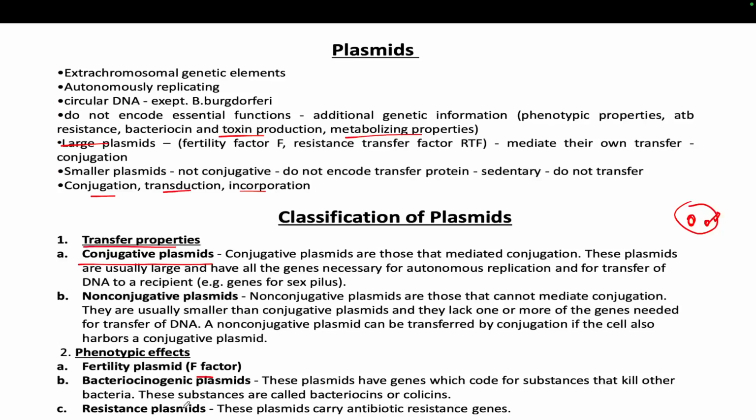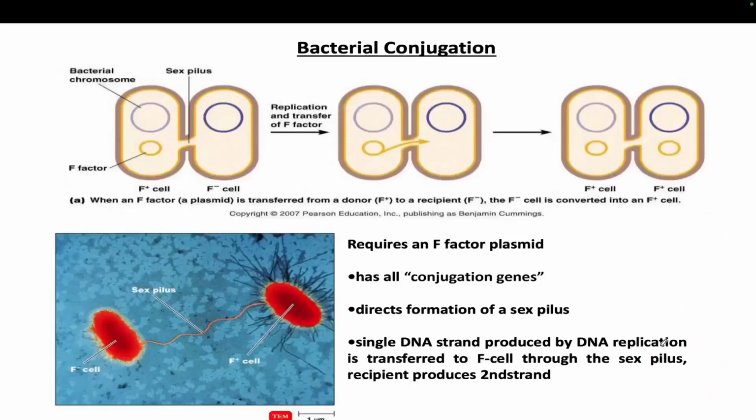So, suppose this is a bacterium and it has the bacteriocinogenic plasmid. It means it will produce a certain type of substance which will kill other bacteria. It is providing extra features to this bacterium. It is not necessary for its survival, but it gives it the extra advantage that it can kill other types of bacteria. And another one is the resistance plasmid, which provides resistance toward any type of antibiotic or any type of medium, I can say. So these are the classifications of plasmid.